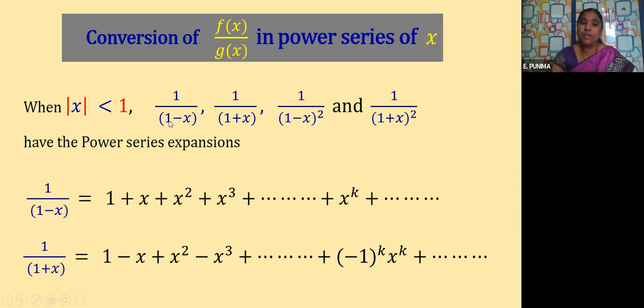So always here the value of x should be less than 1. Mod x should be less than 1. Okay, so this is a condition for the x value. The modulus of x, whatever the value, even if it is negative or positive, to make it a positive term, we are taking the modulus. Mod x should always be less than 1, so that it can be subtracted from 1.